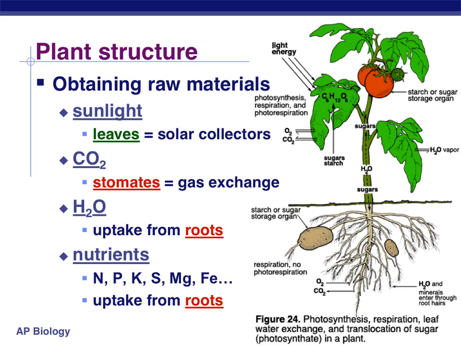The first step in photosynthesis is getting the necessary raw materials. The first major raw material is going to come in the form of sunlight. So that's the job of our leaves. Our leaves are going to act like these big solar panels to collect as much sunlight as possible.